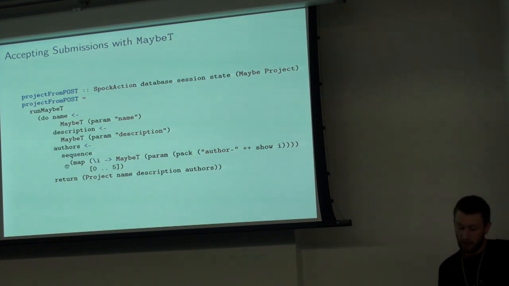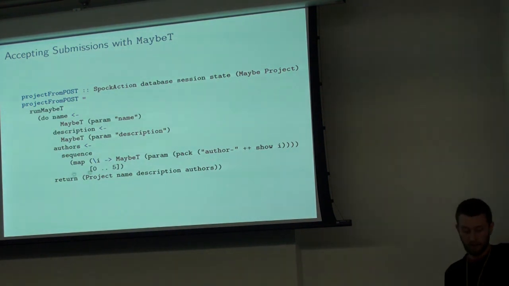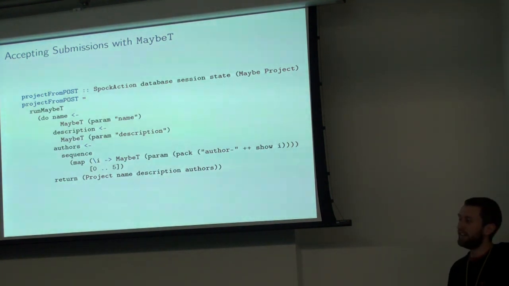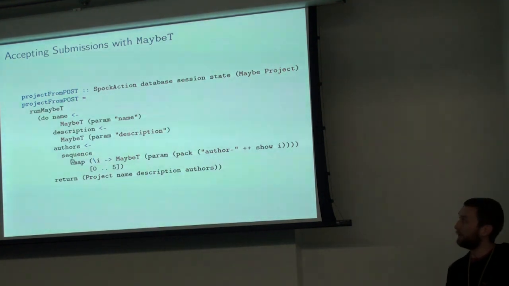The only thing that maybe warrants a little bit of explanation here is what's going on to read all the authors. I've arbitrarily chosen that you can have five authors on a project. So I'm doing a basic map over 0 to 5 here to read each of the individual authors out. So we'll have author 0, author 1, author 2, and so on in the post parameters. Each one of these could fail, so I've used MaybeT to indicate that chance of failure. And then there's a monadic action called sequence, which is a little bit like concatenation again, where we can basically run all of these. And if all of these succeed, then I will get back a list of authors. But if any of these fails, then it will return Nothing and this whole computation will fail again.